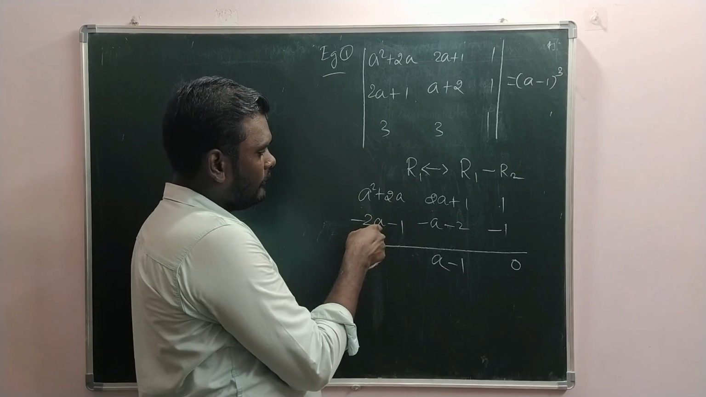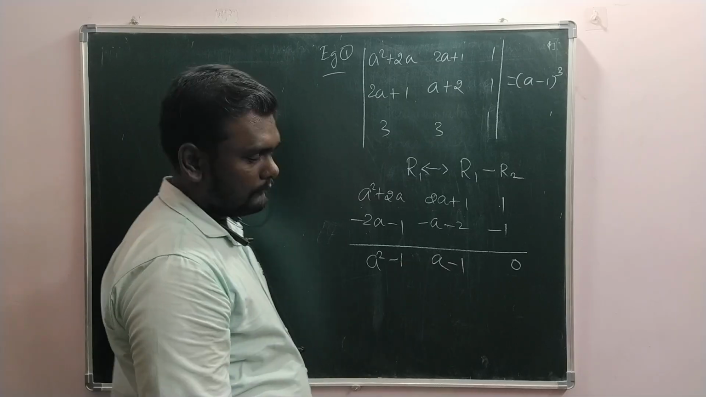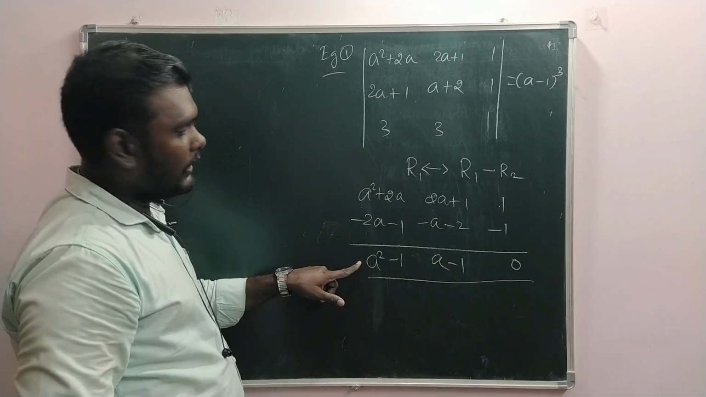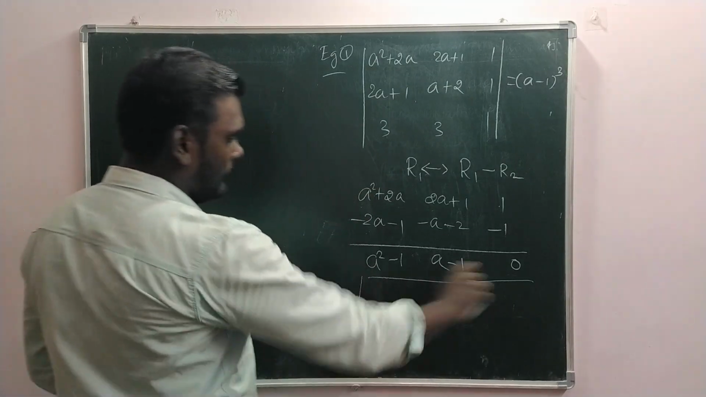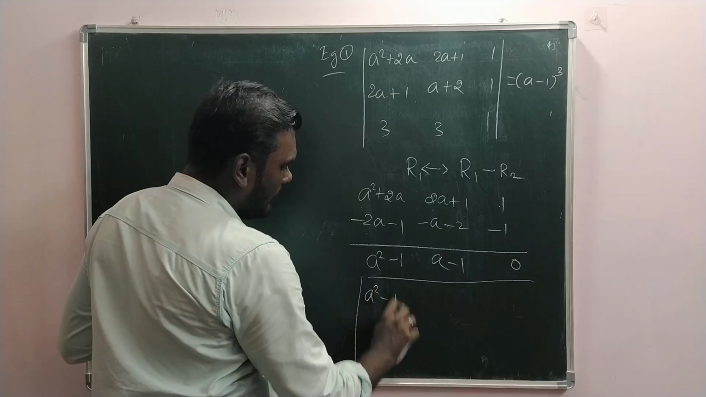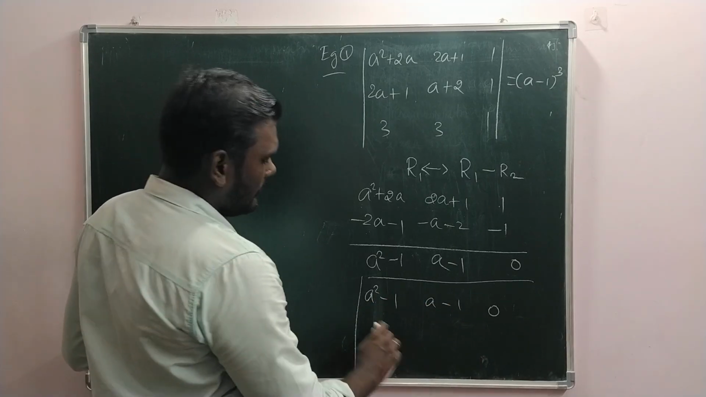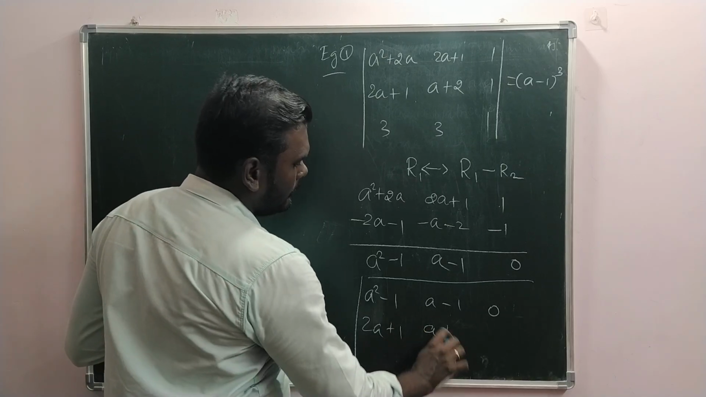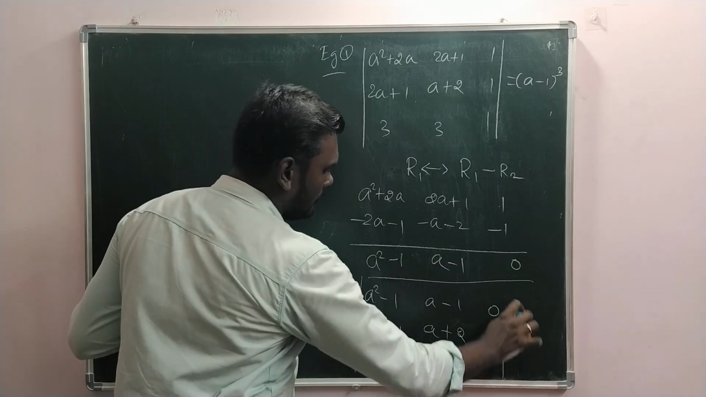The plus 2a and minus 2a cancelled. Then we'll get a squared minus 1. Perfect. So this is the new R1. Instead of the first row, I am going to write this new one. So we'll get a squared minus 1, a minus 1, 0. And the second row is 2a plus 1, a plus 2, 1. The third row is 3, 3, 1.